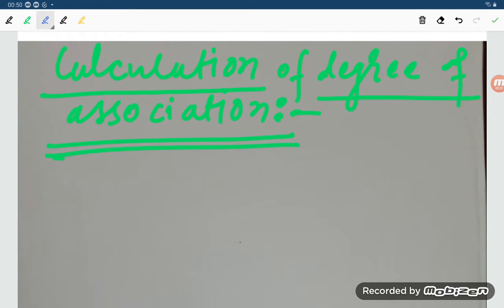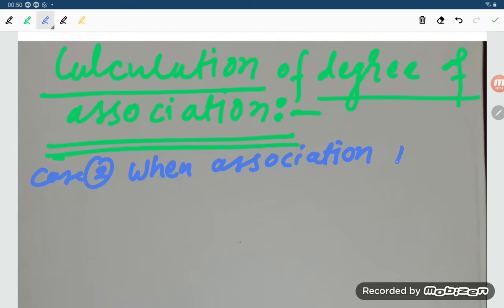Now let us see the calculation of degree of association. Case 2, when association is less than 100%. If association is less than 100%, then how will you be able to calculate the degree of association and van't Hoff factor?